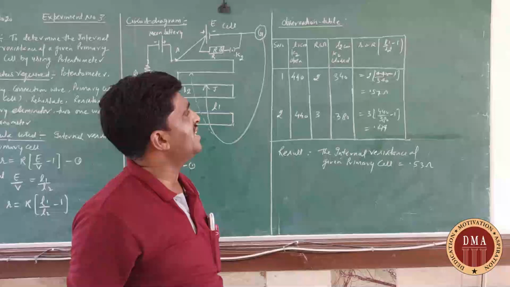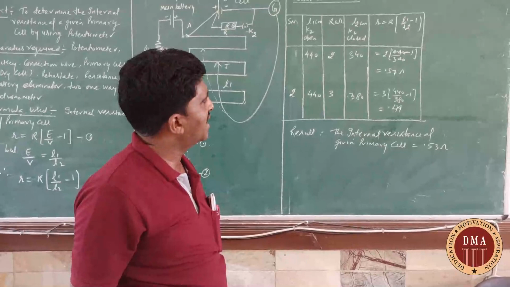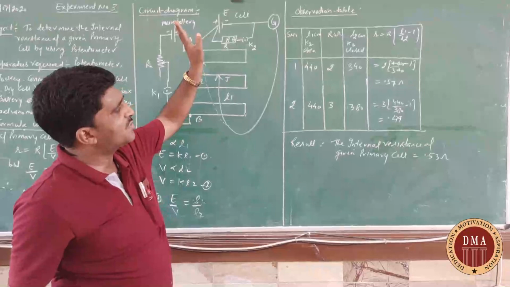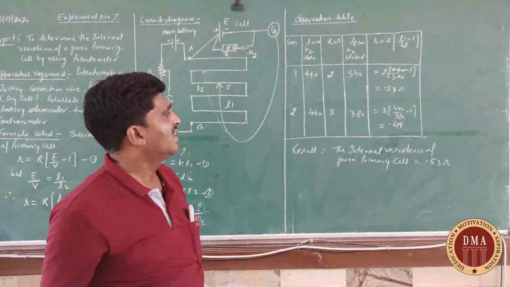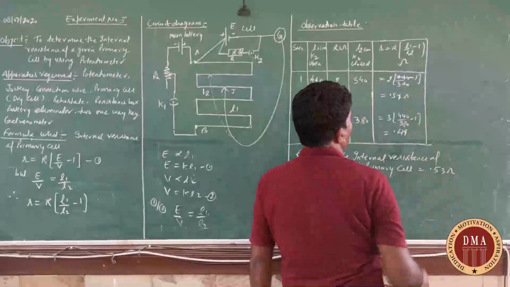And do you know what internal resistance is? The resistance offered inside the cell due to the electrolyte and electrodes is called the internal resistance of the cell. Again, L1 is 440 with K1 closed, and we take the balancing length with R as 3 ohm applied with the help of the resistance box. Again taking the value of L2, this one is 380 cm. You can put in the values and find the result for small r. That value is 0.49 ohm. And we will take the mean of both results.